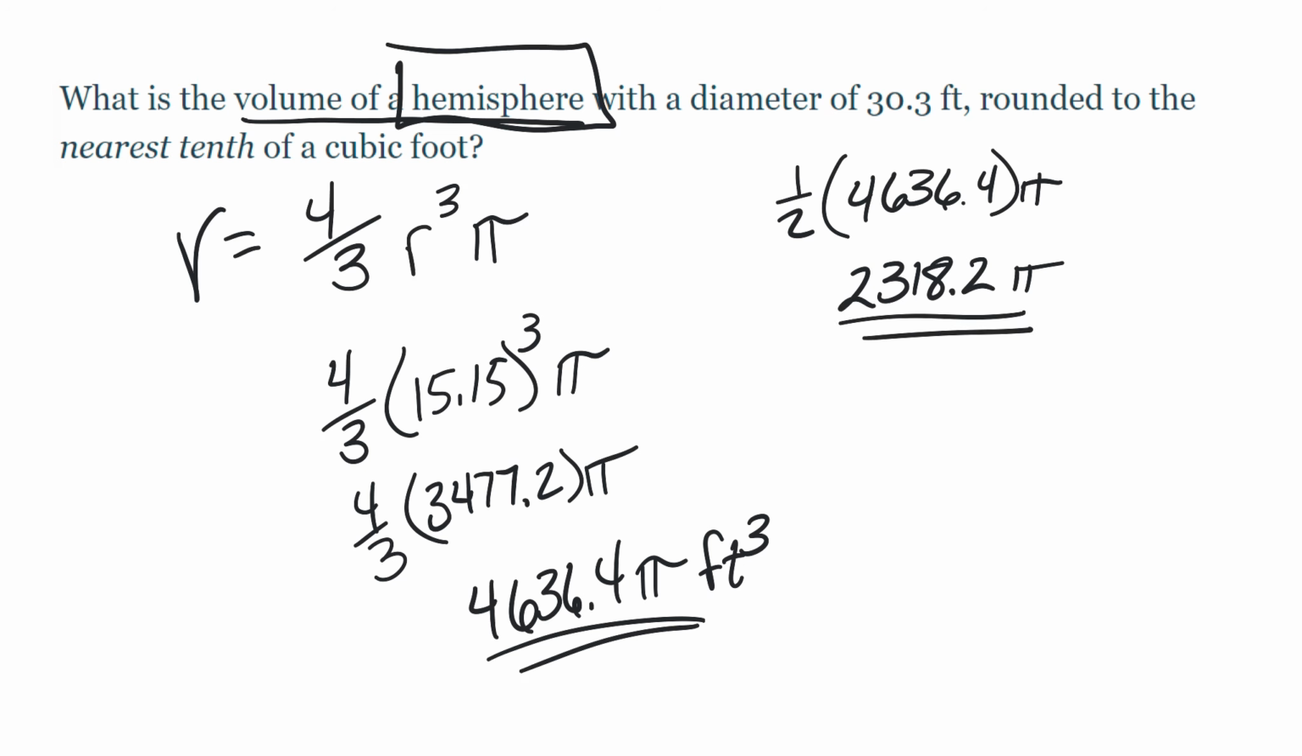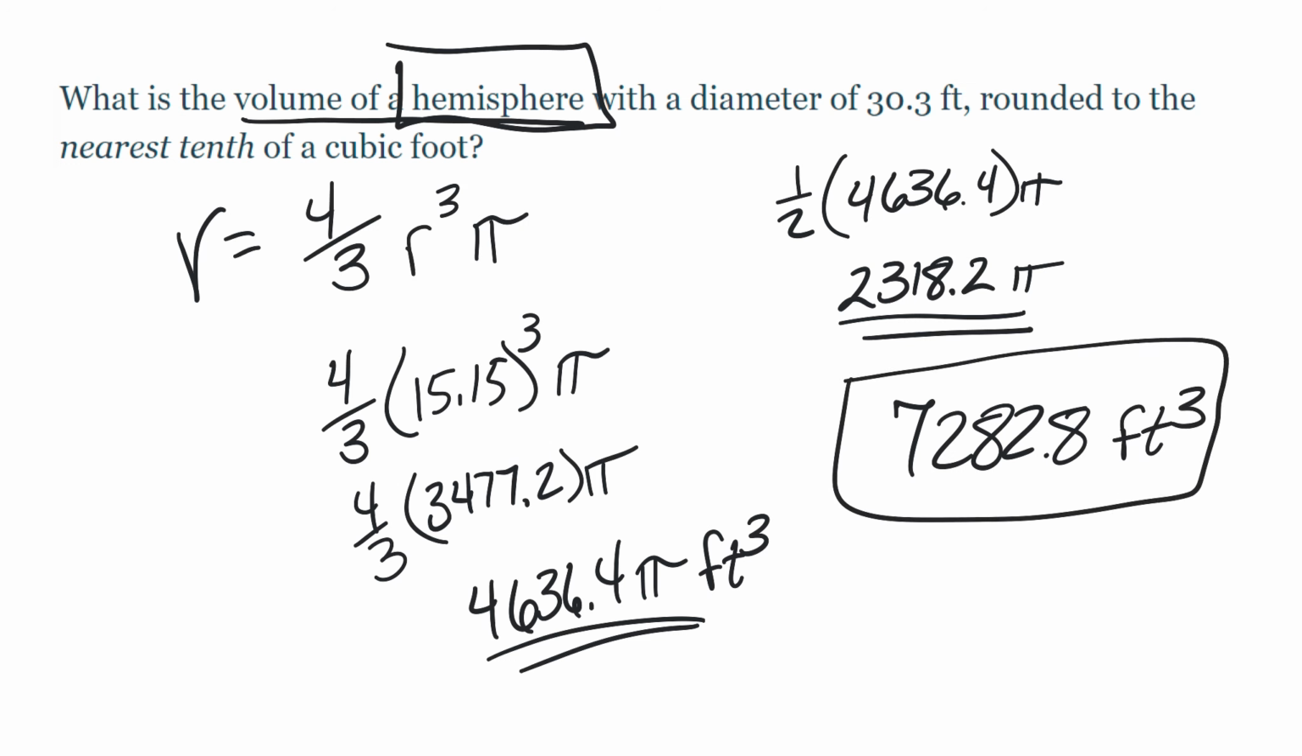If we were writing it in terms of pi, but we are writing it to the nearest tenths place, so we're going to multiply that times pi, and what we end up with is 7,282.76. That's enough to round it up, so it'd be 7,282.8, and we are measuring in feet cubed. And that circular shape does hold a lot of volume. Holds a lot of volume in those. So that would be our answer to our last example.